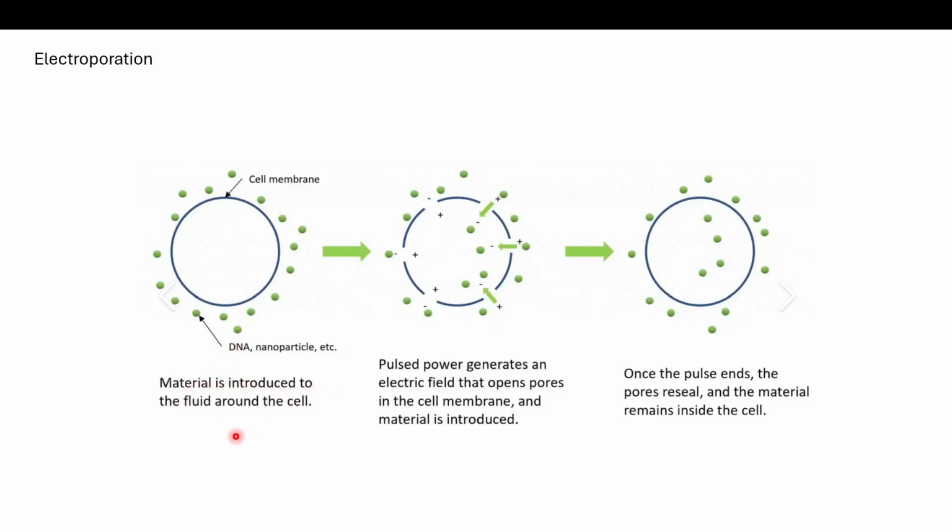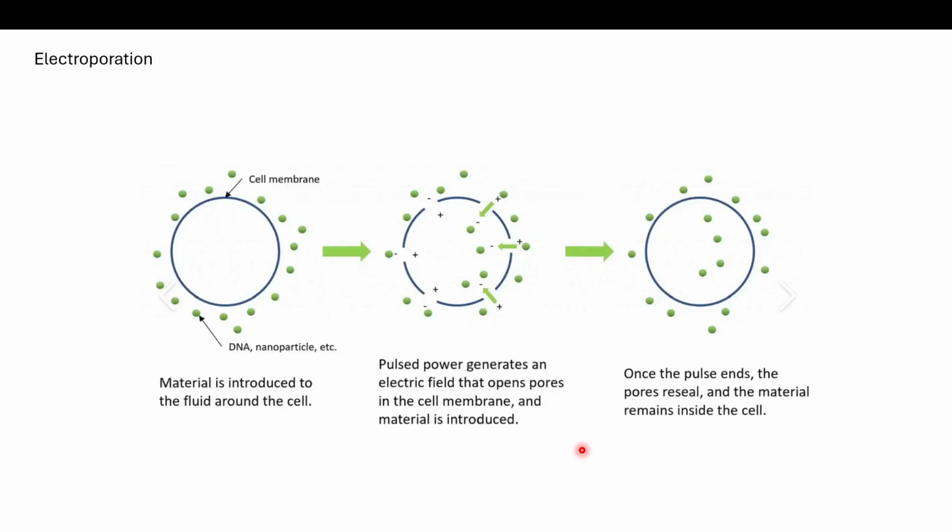So material is introduced to the fluid around the cell, first of all, and then a pulse is given to the whole system, and that pulsed power generates an electric field that opens pores in the cell membrane, and the material that was in the vicinity will be taken up. Okay. And once the pulse ends, the pores can reseal, or can actually go back to the natural state, and the material can remain inside the cell. This is electroporation.